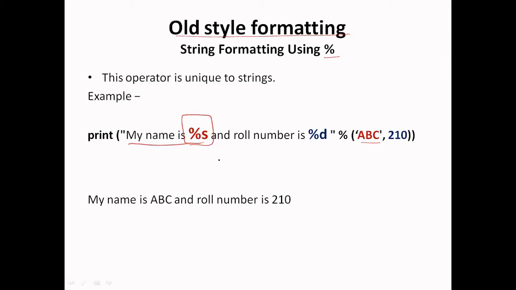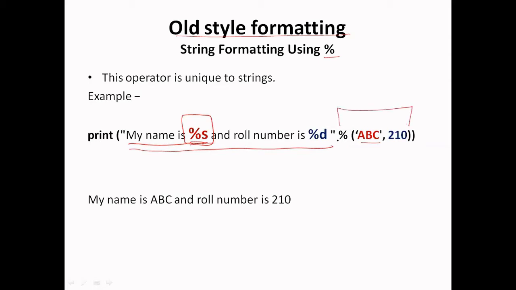Suppose it is of integer type, then I will write percentage d, and if it is of float type, then I will write percentage f. If it is a hexadecimal value, you can write percentage x, and so on. There are lots of format specifiers we can use here. Basically, this format specifier will be replaced by the value written here. This syntax is the same as in C language, but there is some difference in this part.